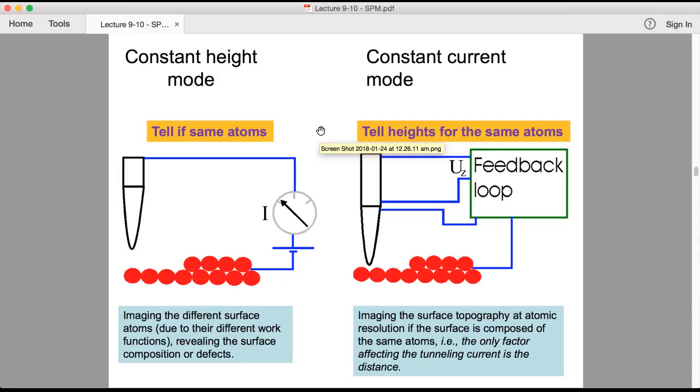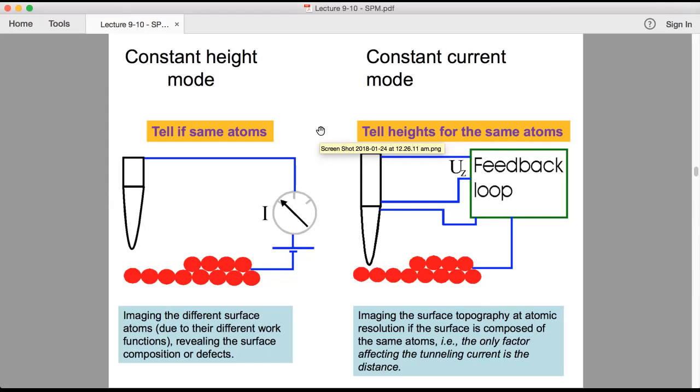So in the constant current mode, your current is somewhat different because you encountered a step. The feedback loop will automatically increase the height of the tip. What I mean is raising. It will lift the tip so that you can go to the distance where you can achieve the constant current. And again, if you encounter a sudden decrease in the current, that means you encountered a valley.